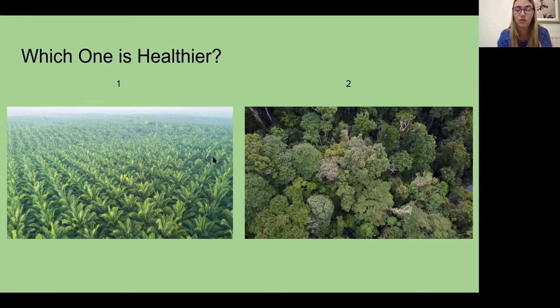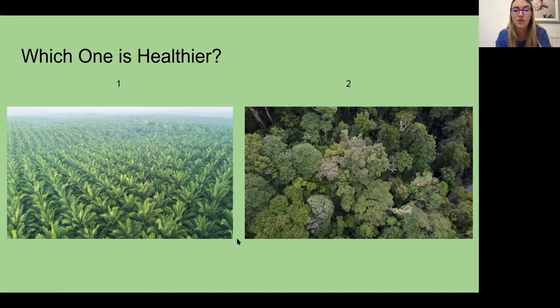So I would say that photo number 1 shows a very low age diversity and a low biodiversity. Whereas in photo number 2, all of these trees look a little bit different. Some of them have a really bright green, some are more muted green, some are really light. We can see some more branches exposed on some trees than others.